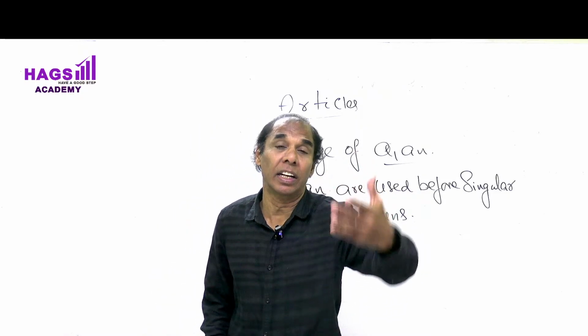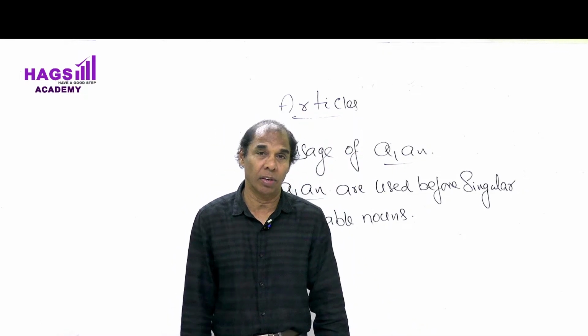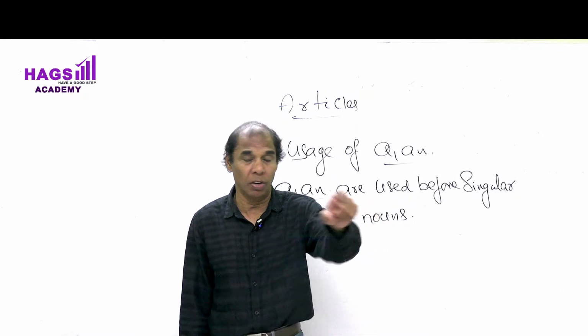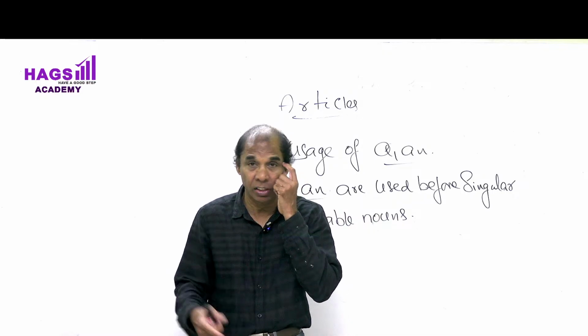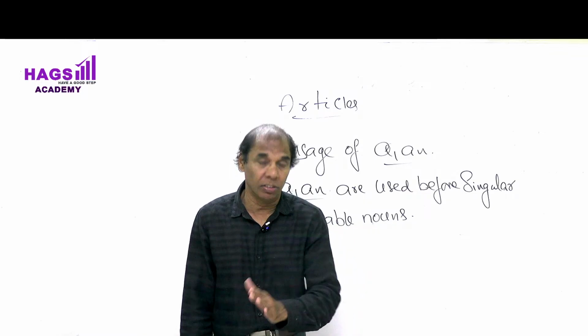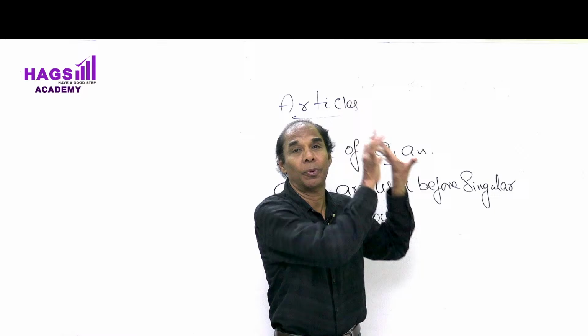Nouns that we can count are called countable nouns. Suppose you take books, for example: 1, 2, 3, 4. We can count. Boys: 1, 2, 3, 4. We can count. Girls: 1, 2, 3, 4. Like this we can count. So the nouns that we can count are called countable nouns.